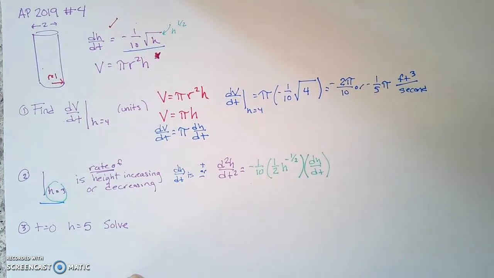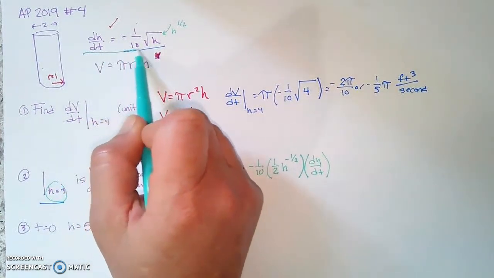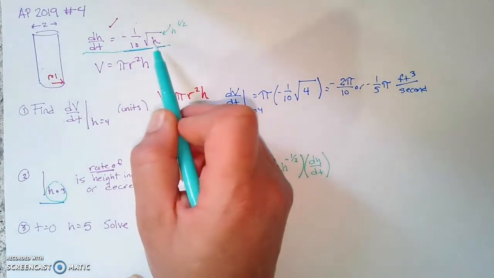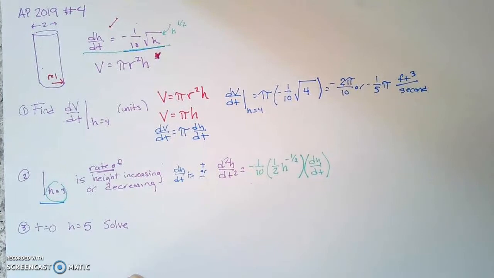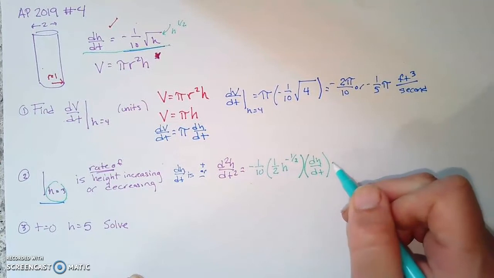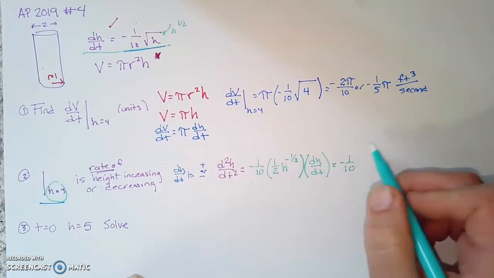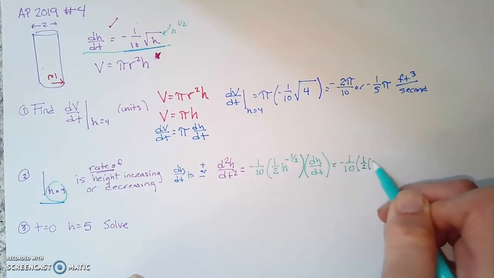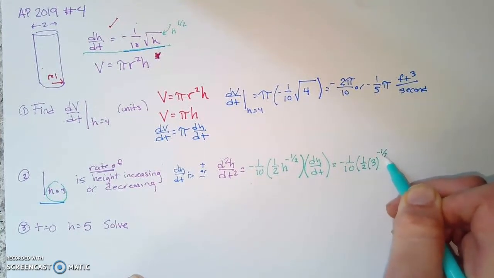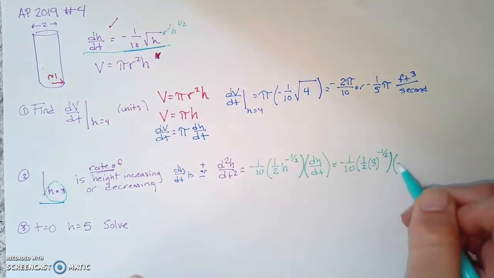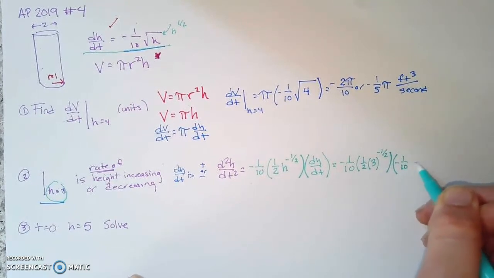I had to make sure that when I took the derivative of this statement right here, everything's based on time. So after I found 1/2 h to the negative 1/2 here, I have to multiply it by the derivative of h, which is dH/dt. And then all I'm going to do is fill in numbers as we go. So I've got negative 1/10 times 1/2, 3 to the negative 1/2, times dh/dt at 3. I've got to fill it back into there, negative 1/10 times 3, also times radical 3.